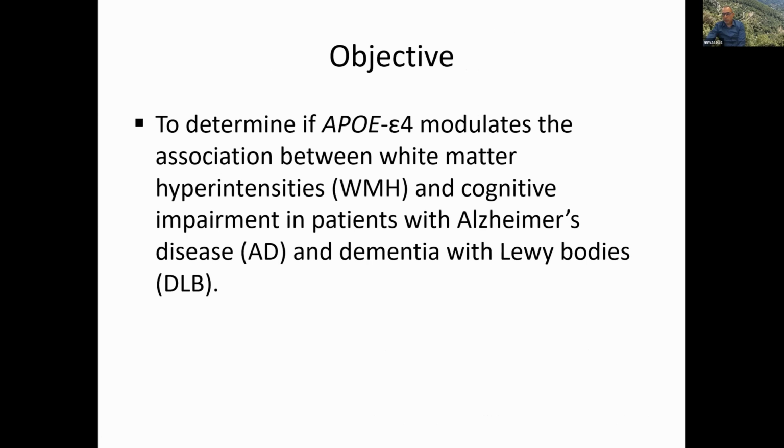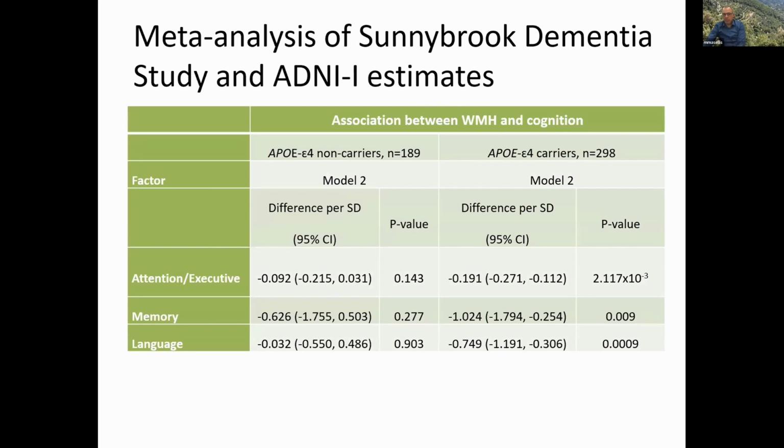So we performed a study to determine if ApoE4 modulates the association between white matter hyperintensities and cognitive impairment in patients with Alzheimer's and Lewy body dementia. In summary, looking at data from both the Sunnybrook Dementia Study and the ADNI-I, we found that in E4 non-carriers, there was no association between white matter hyperintensities and cognitive factor scores on attention, executive measures, memory, and language, whereas in the E4 carriers, we found a strong association. So it might be that a neurodegenerative genetic risk factor is modulating this relationship between white matter hyperintensity volume and cognitive performance.